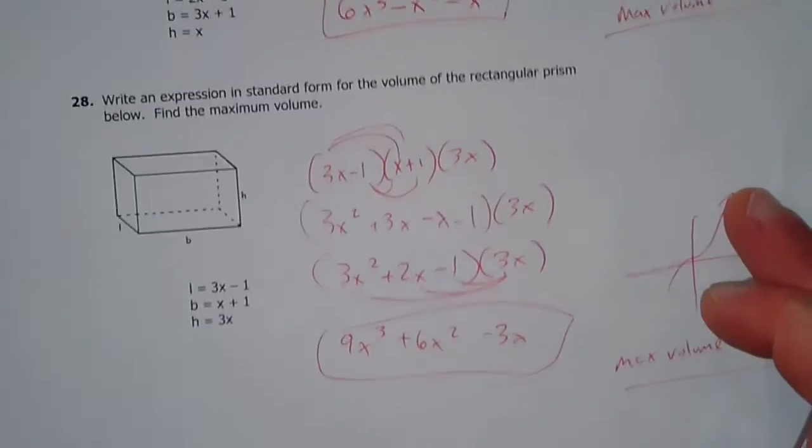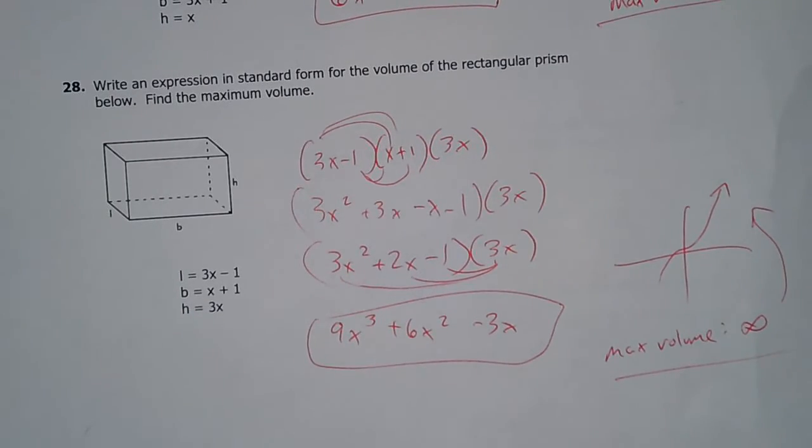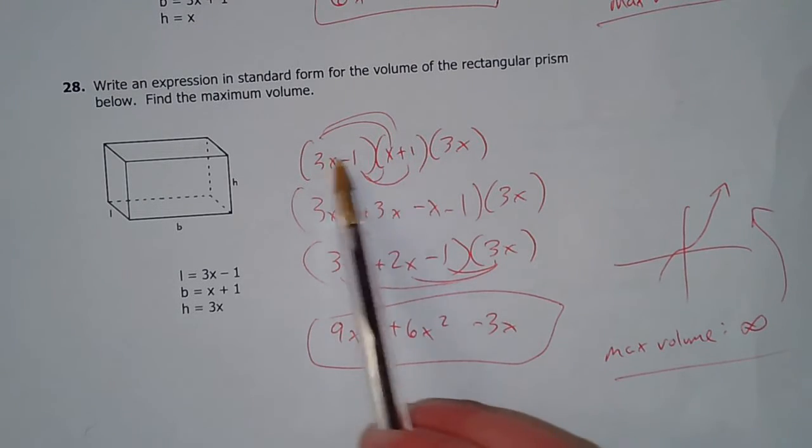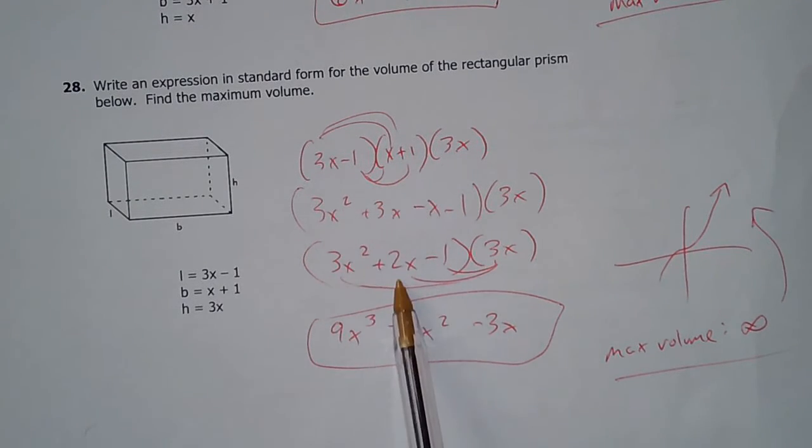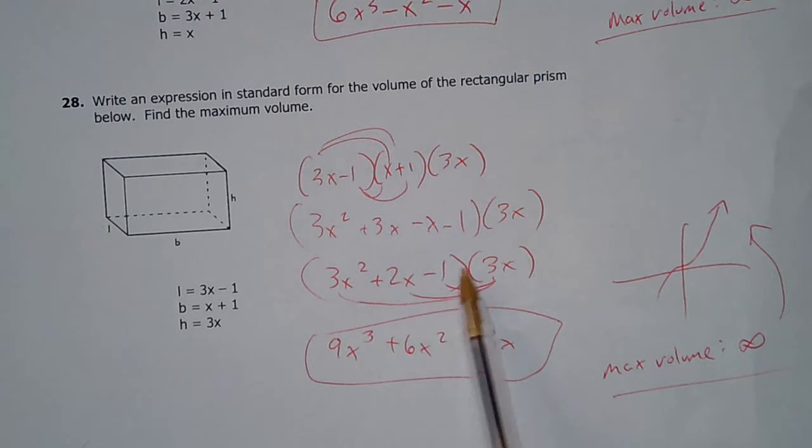Okay, and same thing on this one. Actually, really, basically exactly the same, just different numbers. So I distributed these two parts together, combined my like terms, and then I distributed the 3x to each of those. So same concept with the max volume, which again isn't a big deal in terms of this quiz.